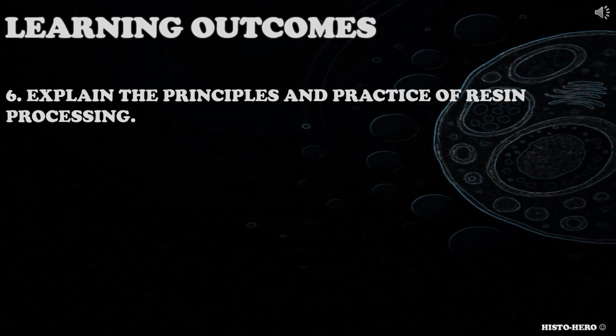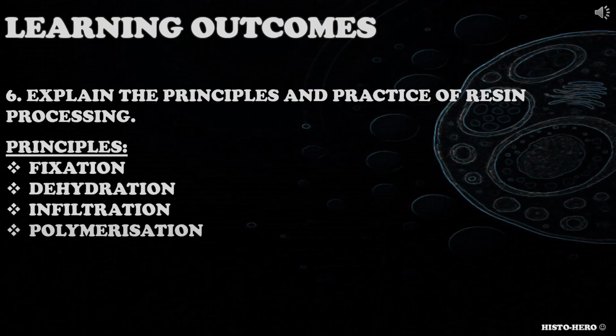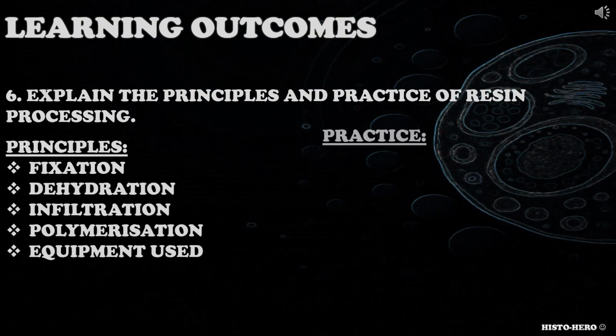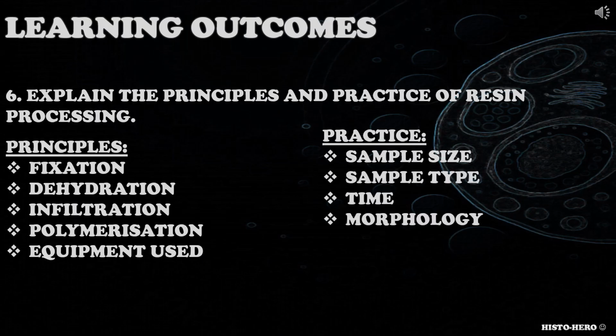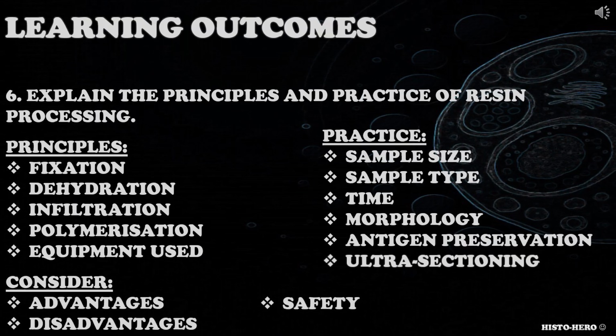Candidate could consider principles like fixation, dehydration, infiltration, polymerization, equipment used, practice of resin processing like sample size and type, time, morphology, antigen preservation, ultrasectioning, considerations of advantages, disadvantages, safety, and quality of resin processing.